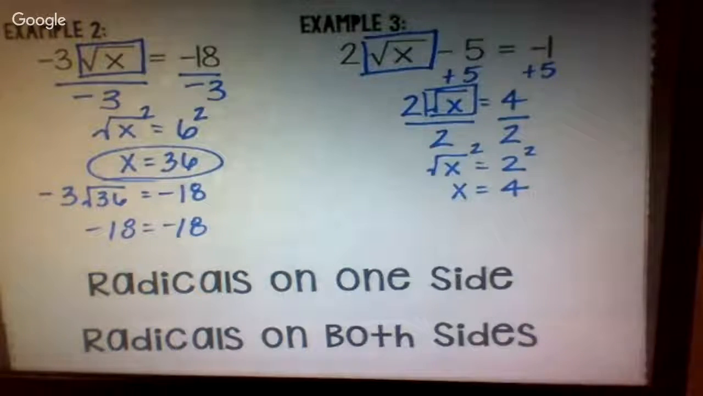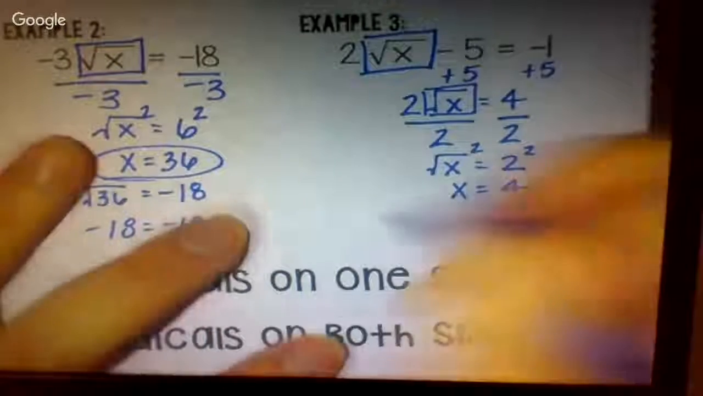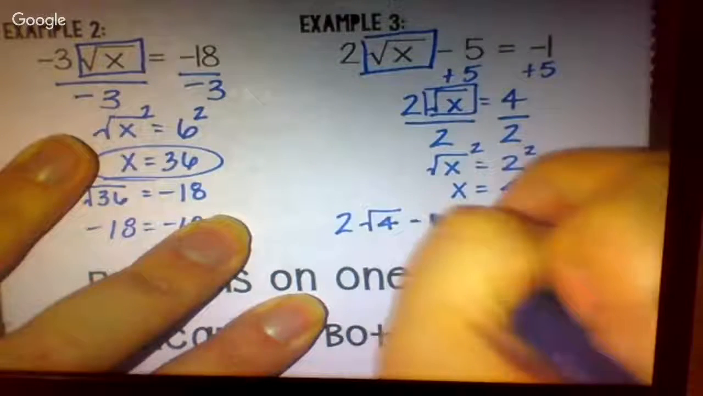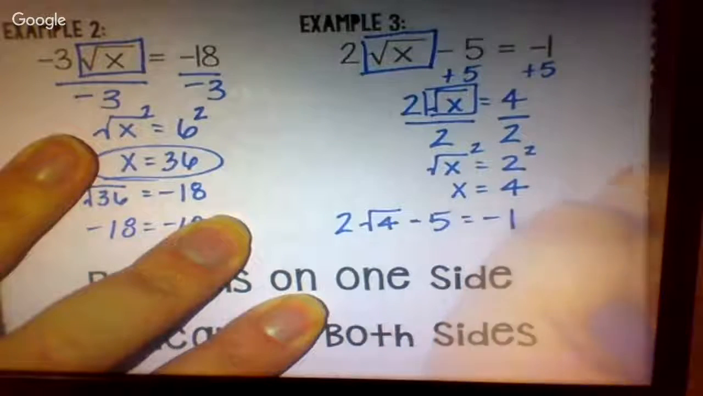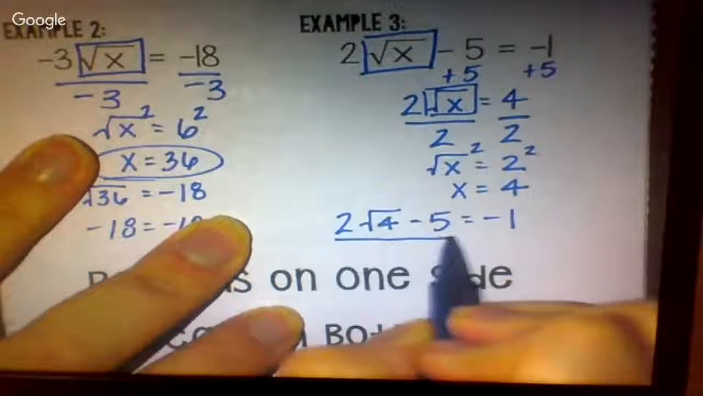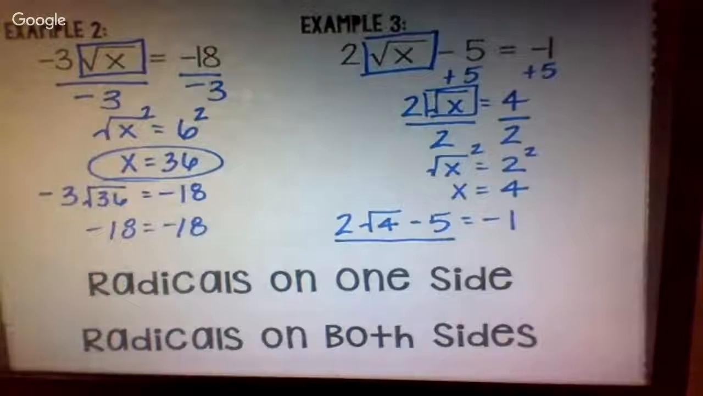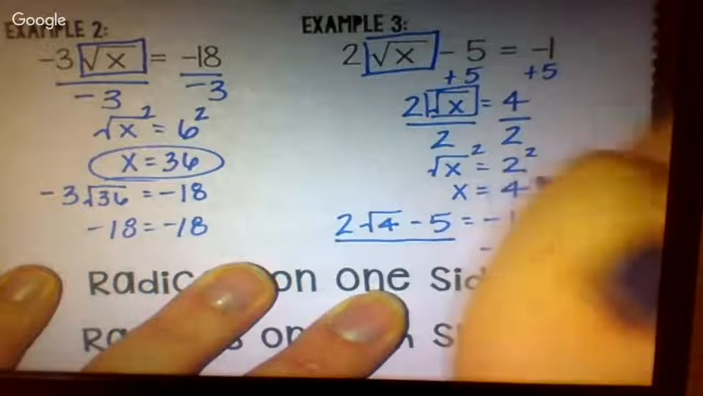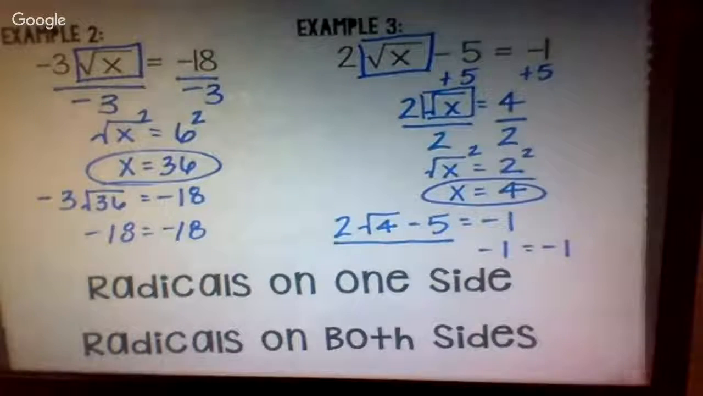Okay. So the last thing we need to do is plug it in and make sure that it works. 2 square roots of 4 minus 5 should equal -1. Plug this side into your calculator and see if it equals -1. It's good. So -1 equals -1, which means x equals 4 is a solution.